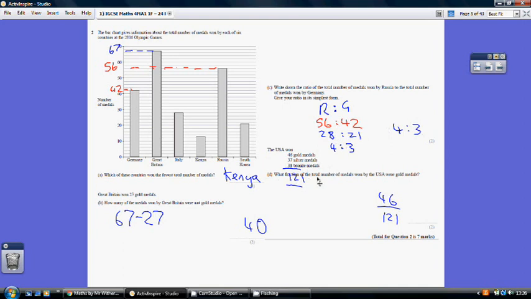Now for part D, what fraction of the total number of medals won by US were gold? Well, gold is 46 out of 121 when you add the 3 together. 46 out of 121 as a fraction is just simply 46 over 121.